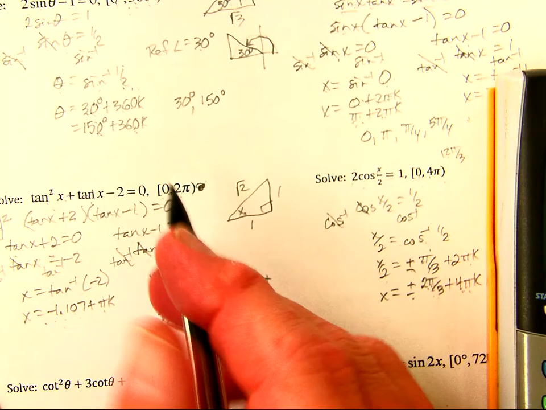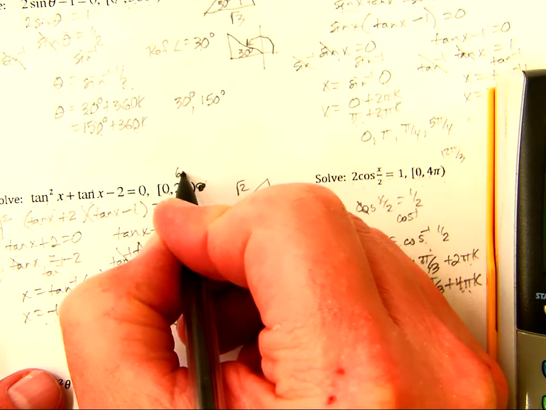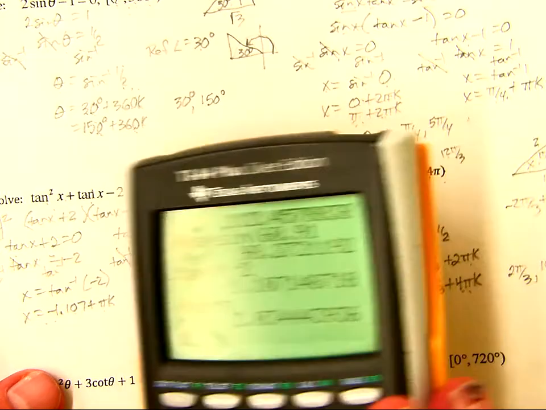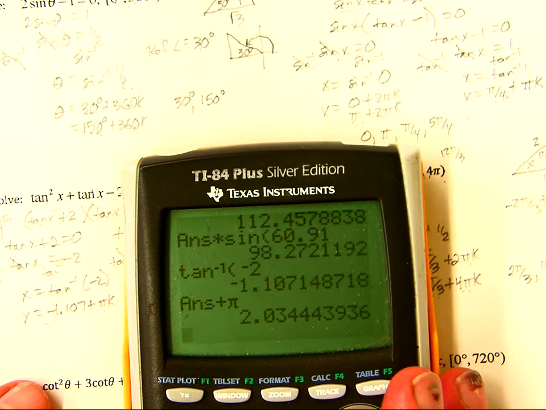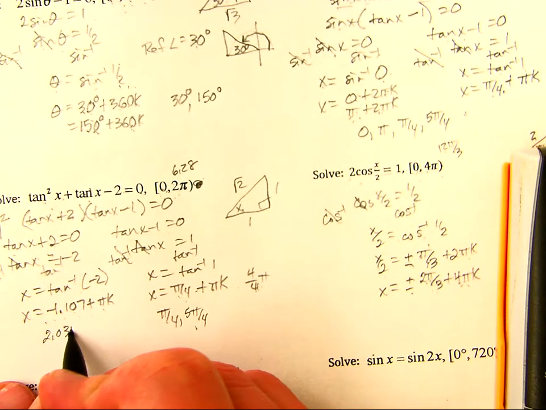Well, is that between here and here? Remember, pi is 3.14, so times 2, that's like 6.28. Well, we got 2.03. That's in between there, so one of our answers is 2.034.